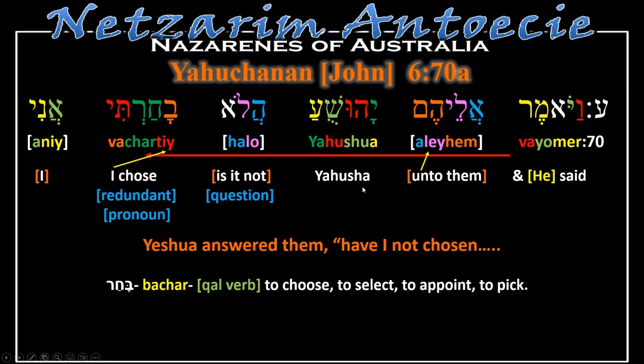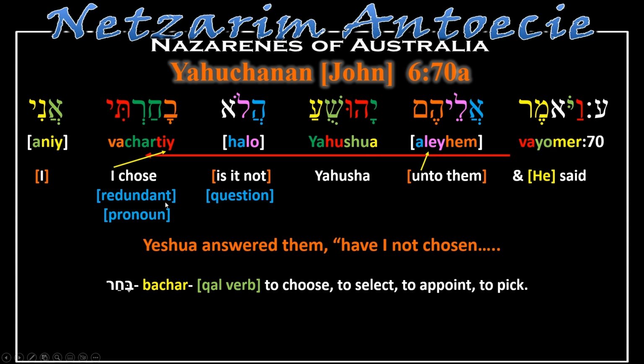Yahushua, that's who's speaking. Ha, so we know that's a questioning hey. Is it not? You could say did not, is it not? It's a question. And then we have vacharti. Vacharti, I chose. Now, we see the root is bachar, kal verb, to choose, to select, to appoint, to pick. And it means I chose.